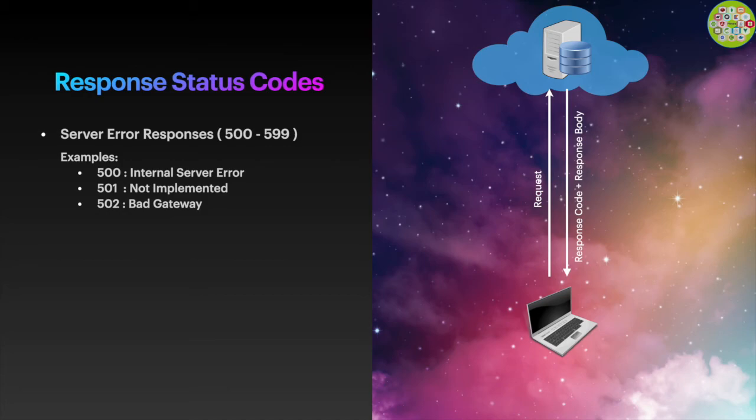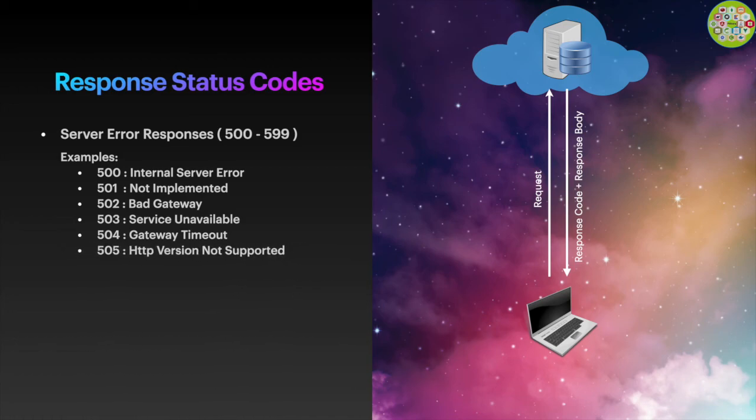Then we have 503, that is service unavailable. The service is not ready to handle the request. Common causes are a server that is down for maintenance or that is overloaded. Next we have 504, that is gateway timeout. This error response is given when the server is acting as a gateway and cannot get a response on time. Next we have 505, that is HTTP version not supported. The HTTP version used in the request is not supported by the server.